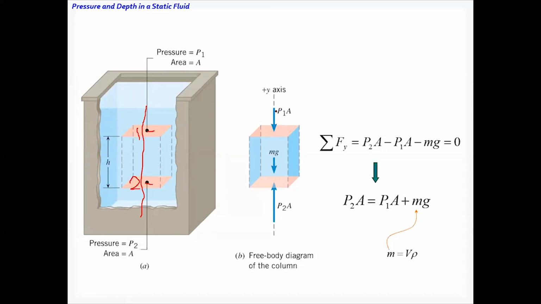One force is due to the pressure. Suppose the pressure on the top is P1. At this point, what is the pressure? P1. Then how do you find the force at this point? P1 times A. That's the force. At this point, the force is P1 times A. Does it make sense?